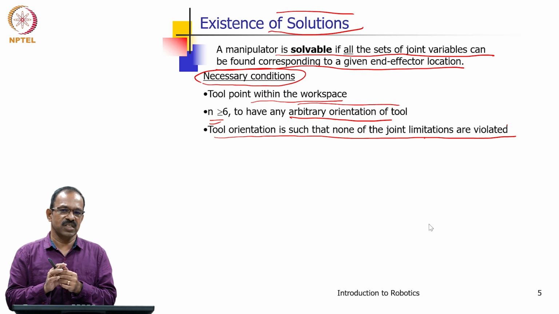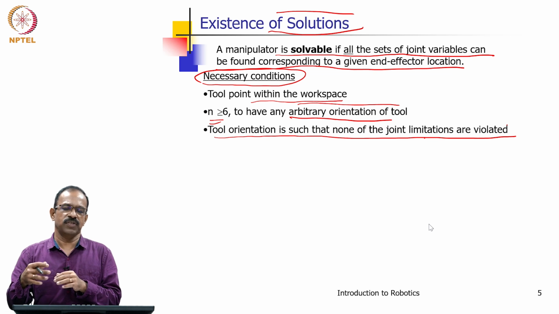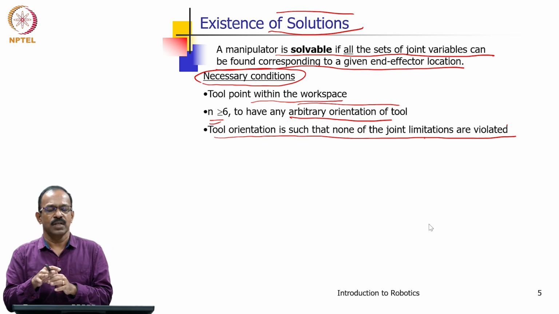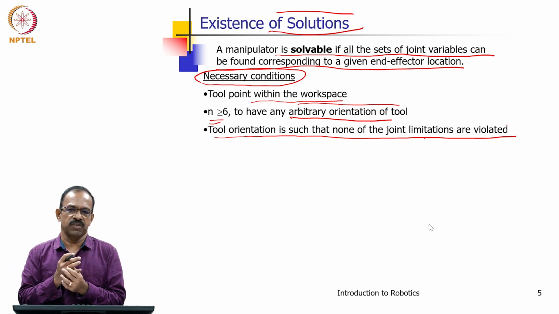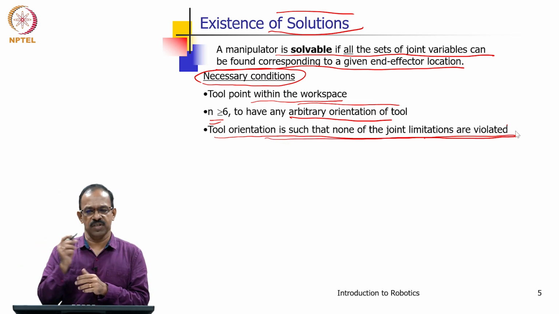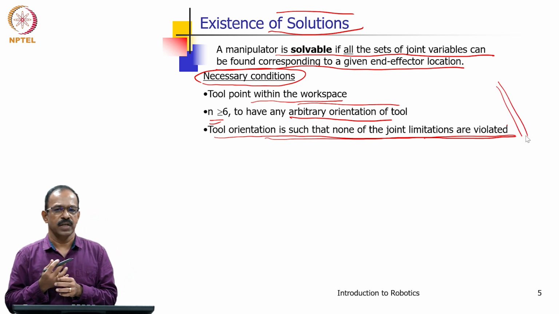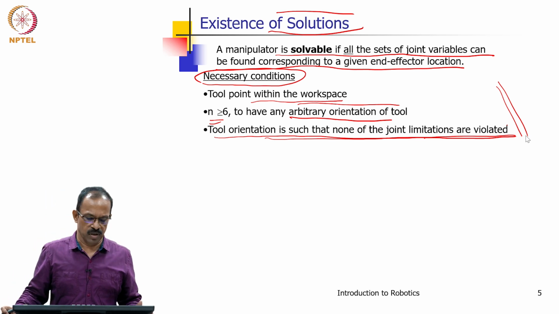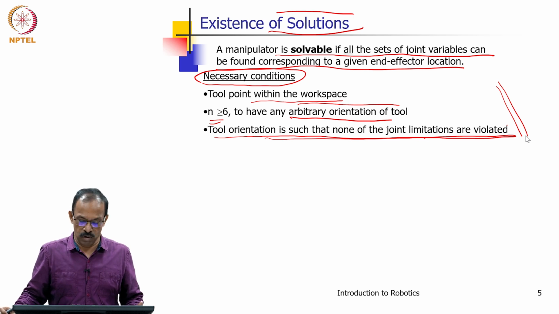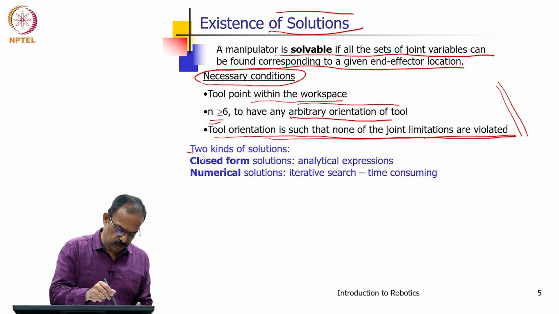Now, the orientation you want can be achieved only if the joint limits are not violated. If the joints have limits, then you will not be able to get all the desired orientations. So, we need to ensure that the tool orientation is such that none of the joint limitations are violated. These are the 3 necessary conditions to be satisfied if you want to get a solution, or to make the manipulator solvable. Now, that is the necessary condition. So, there are 2 kinds of solutions.